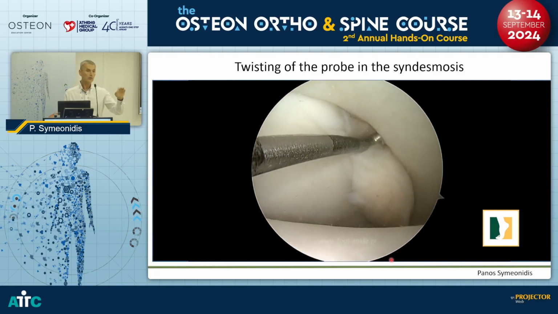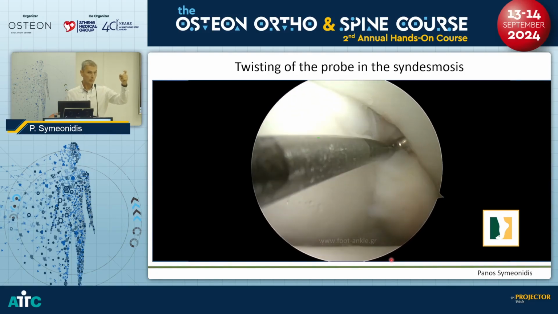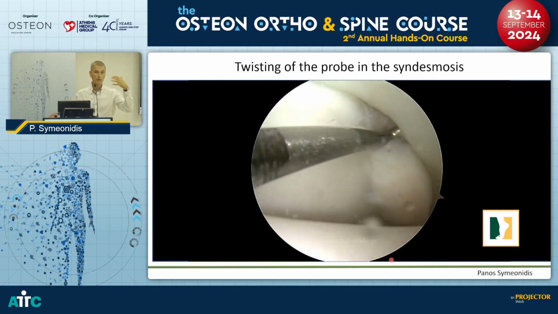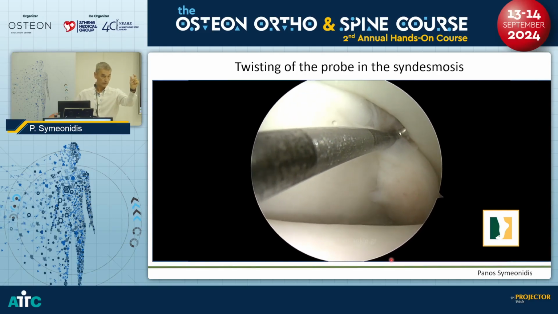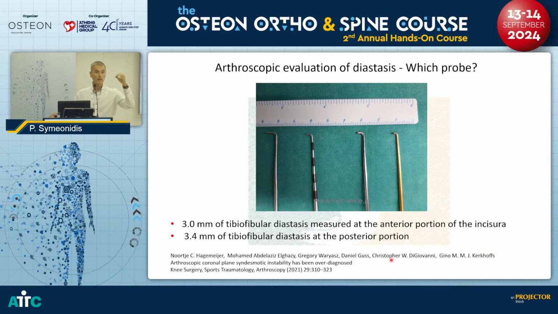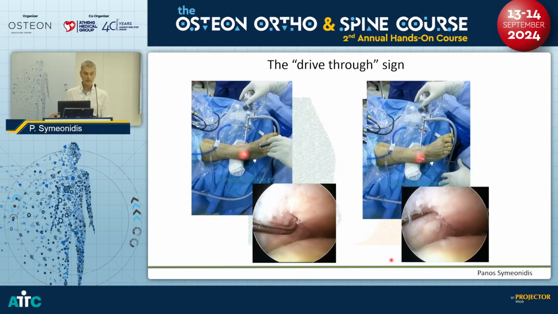One remark though, we're talking about twisting the probe. Which probe? Your probe, my probe. How big the probe should be so that we have a true instability. You need to be aware of that. It should be more than 3 millimeters in most cases. So you need to be aware of how big your probe is. So you slide it and you have a diagnosis.